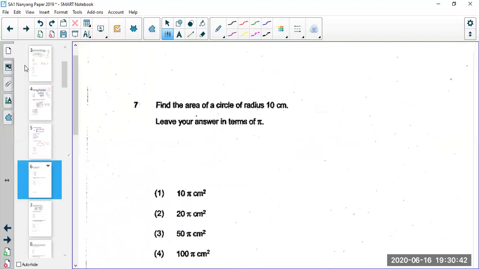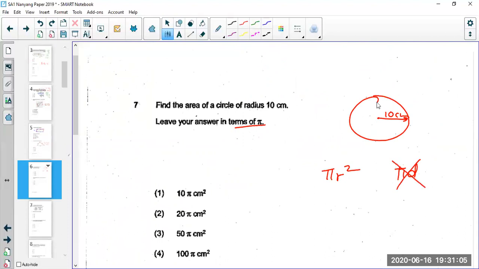Find the area of a circle of radius 10 cm. So circle and the radius is over here, 10 cm. And your answer must be in terms of pi. So your formula is what? Your formula is pi r squared. Okay, not pi d. Pi d is the circumference of a circle. So don't use this formula. Use the area formula.